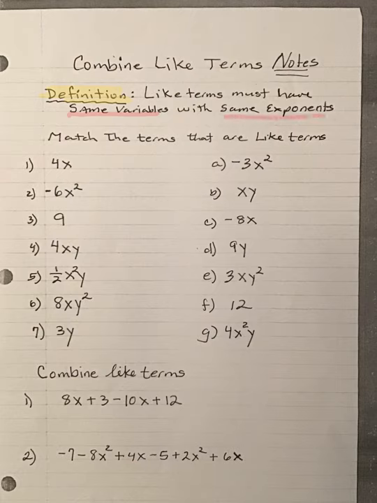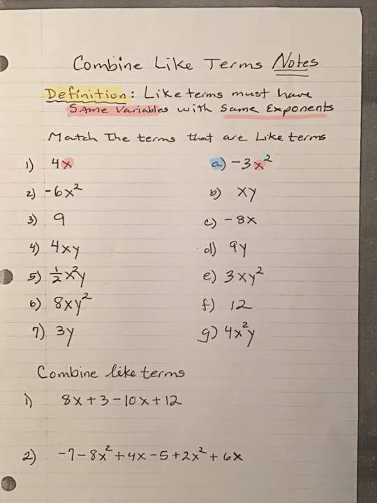So let's look at problem number 1, which is 4x. Which one do you think it is like? Do you think it's like a negative 3x squared? So what do you think the answer is, yes or no? So according to the definitions, they are not like each other. While they both have an x, right? They both have the variable x, so they're same variable, right? They do not have the same exponent.